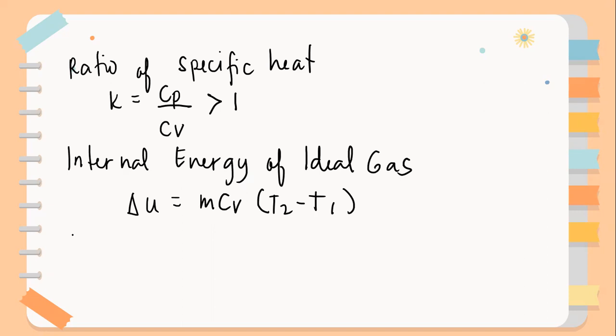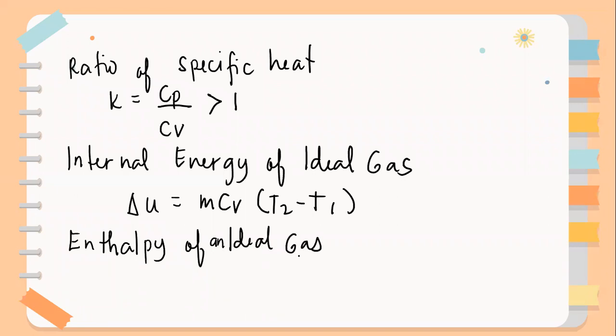Next, we have the enthalpy of an ideal gas. The change of enthalpy of an ideal gas is given by the formula delta H equal to mCp(T2 minus T1), whether the pressure remains constant or not.